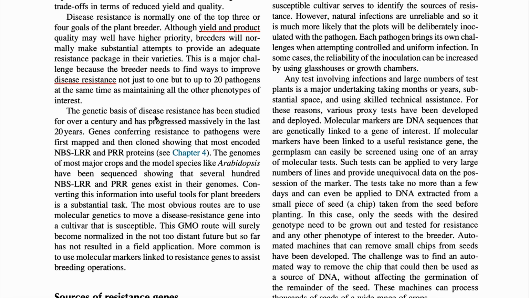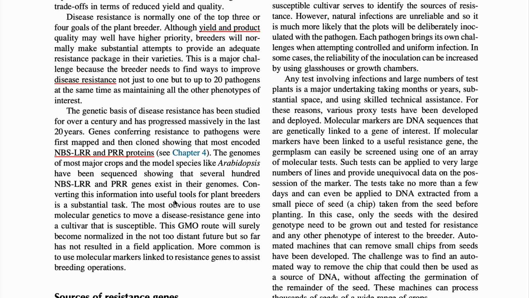The genetic basis of disease resistance has been studied for over a century and has progressed massively in the last 20 years. Genes conferring resistance to pathogens were first mapped and then cloned, showing that most encoded NBS, LRR and PRR proteins. We have already seen about this; it has been covered in chapter 4, so you can go and see that. The genomes of most major crops and model species like Arabidopsis have been sequenced, showing that several hundred NBS, LRR and PRR genes exist in the genomes.